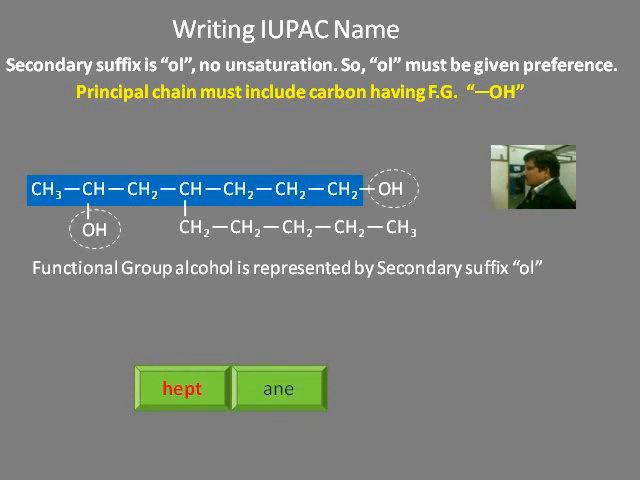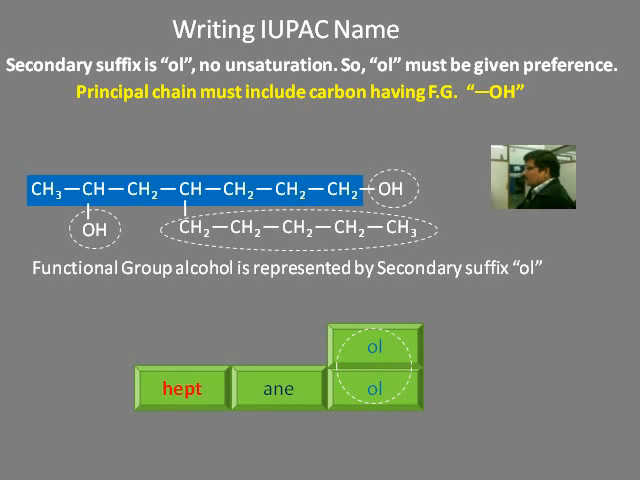No unsaturation, so primary suffix is ane. Functional group is OH, secondary suffix ol. Numbering: there are 2 ol groups, so the numerical prefix di will be used. This is a side group containing 1, 2, 3, 4, 5 carbons, a pentyl group.